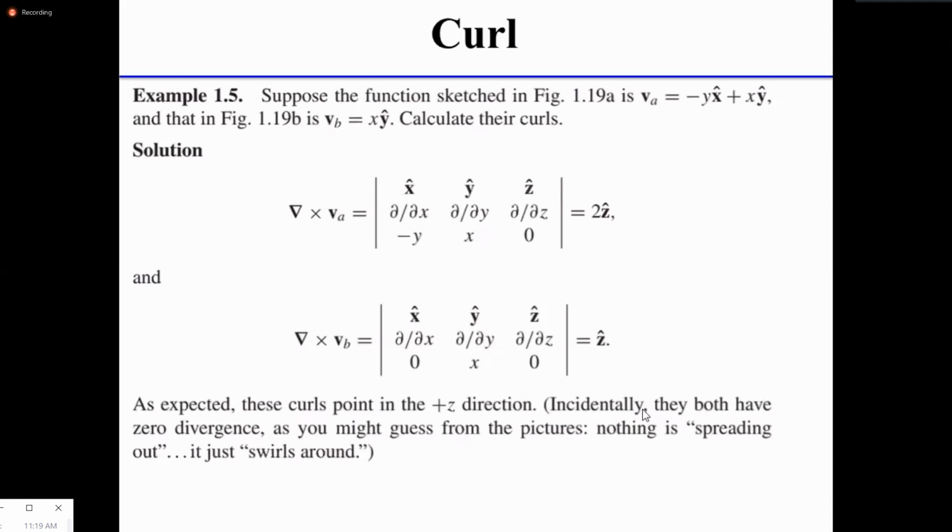Sir, can you please explain the last example once again, sir? Which example? Sir, the bank and the wheel one. Bank and the wheel. Okay.